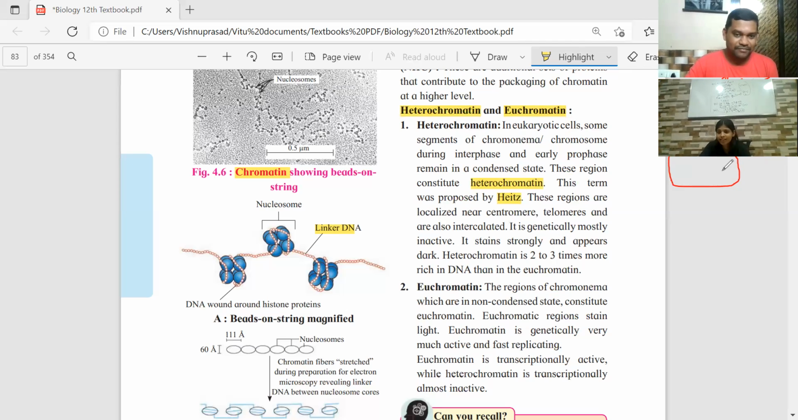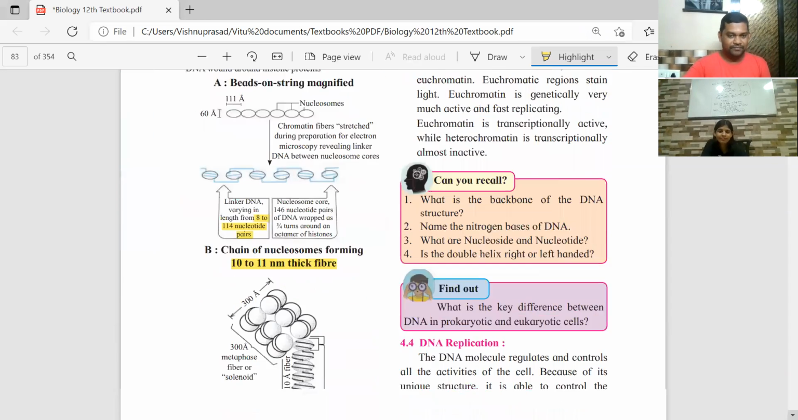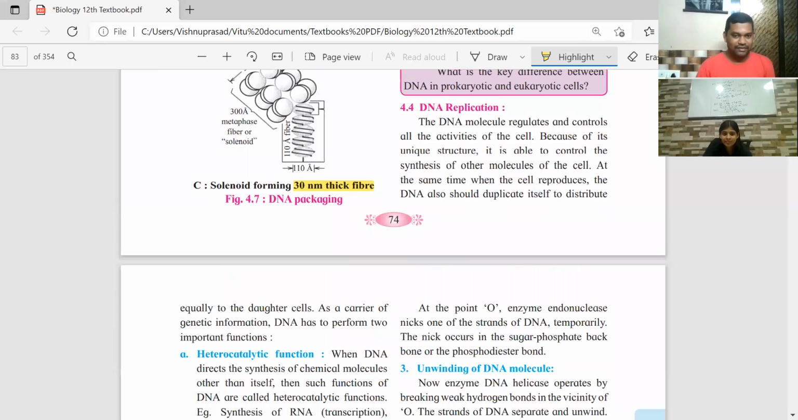Have you understood heterochromatin and euchromatin? So Barr bodies can be observed when the specimen is collected from two locations. One is the inner lining of the cheeks, the buccal lining, and second is the vaginal smear. Understood the difference between heterochromatin and euchromatin? DNA packaging is clear properly. Good. Now let's go to the next part.